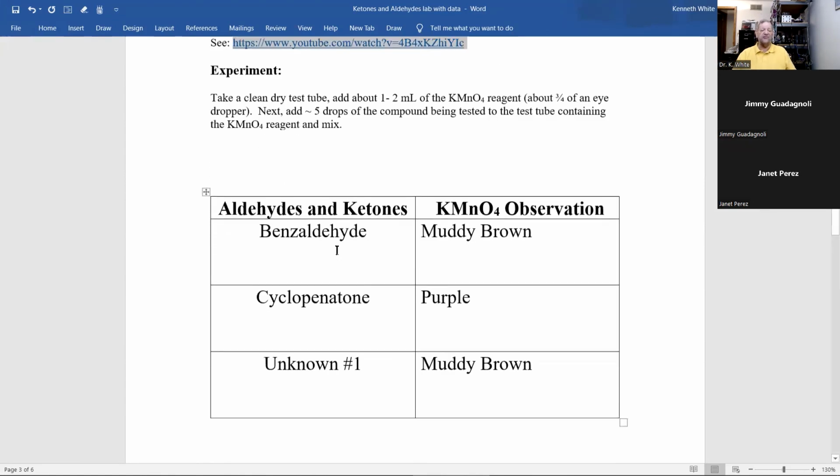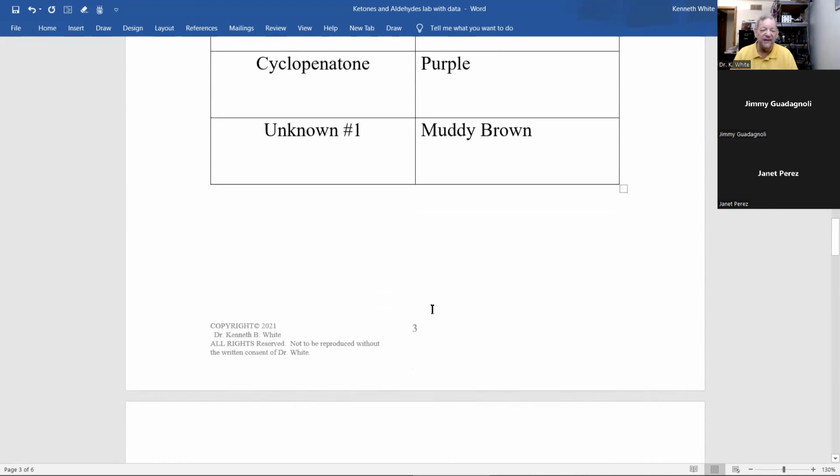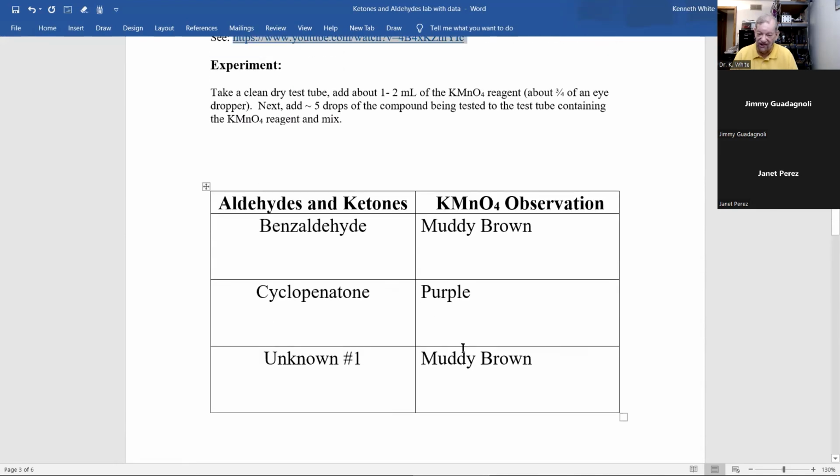Now, the first one is benzaldehyde. You should know that's an aldehyde. I'm not going to give it away. Second one is cyclopentanone. First one, you get muddy brown. Second one, purple. Then, to make it exciting, we have an unknown. You've got to figure out what functional group it is. Is it a ketone or is it an aldehyde? I'm not going to give it away, but the color of the test does.